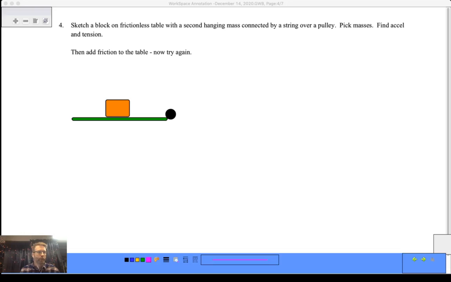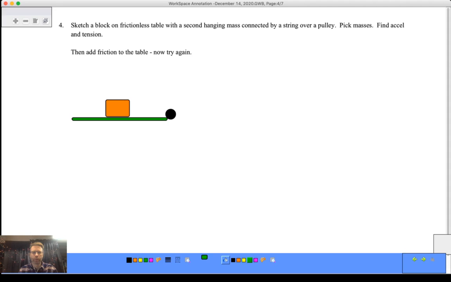Okay, we're taking a look at VFPM Practice Problem 4. I've started making a picture here. We've got a block on a frictionless table with a second hanging mass connected by a string over a pulley. So I've got two masses going on, one on the tabletop and one hanging down, and I'll get those drawn in here. And then we'll look at what happens when they get together.